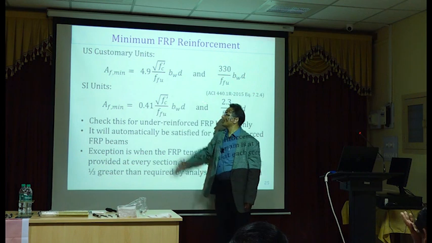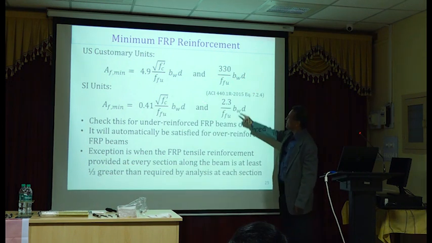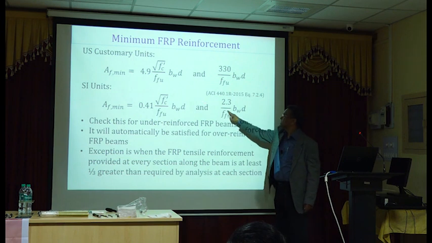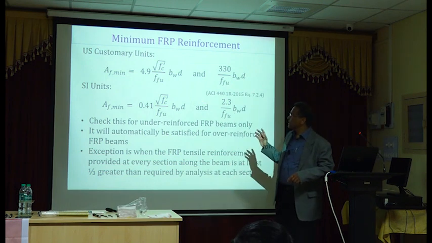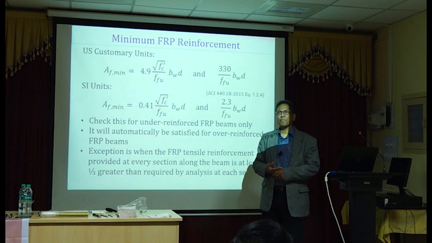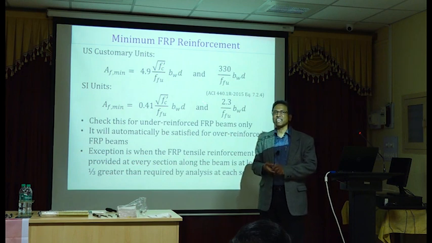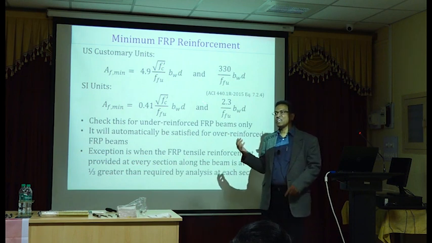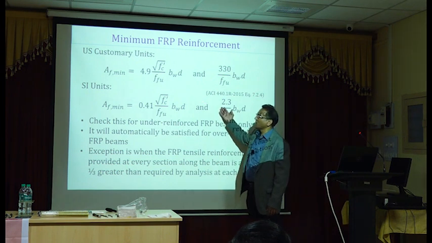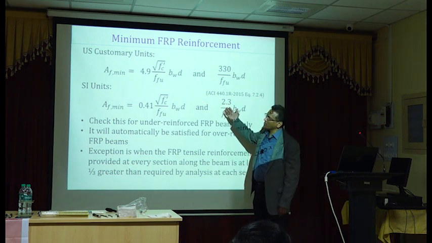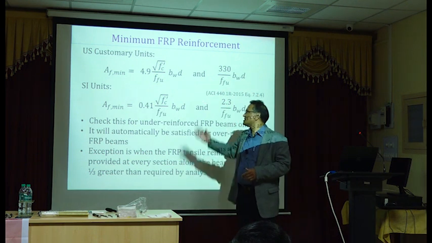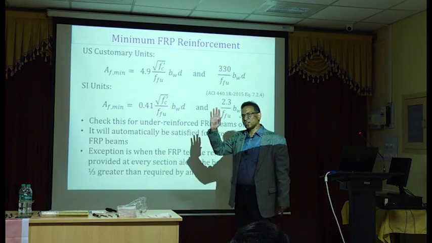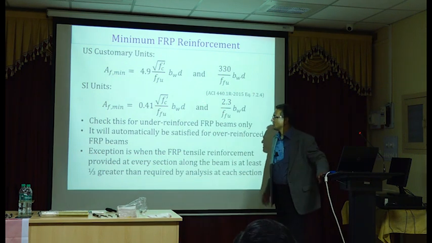So here you have square root of F prime C over FFU. Same thing here, 2.3 over FFU, times BWD, in MPa units. That will give you minimum AF min. But AF min need not be checked all the time, because we are always designing over reinforced section, right? So if you are designing over reinforced section, there is no real point in checking AF min. But it's a good practice. If you have a spreadsheet, just enter these equations once, and that will remain in your spreadsheet. You don't even have to think about it.